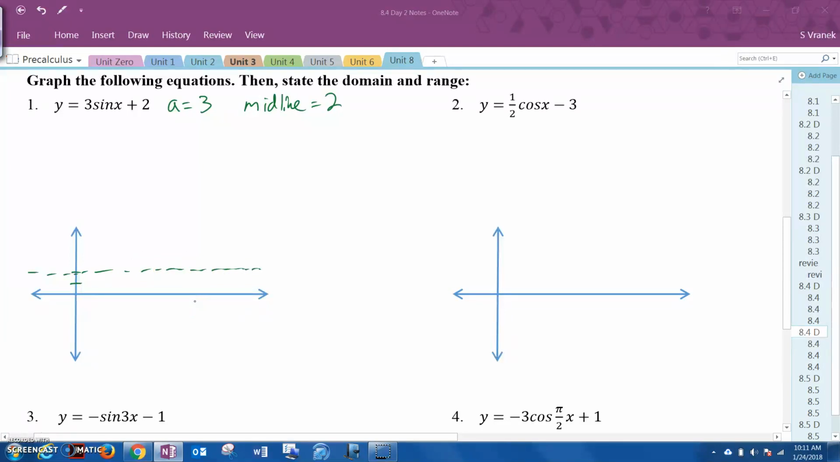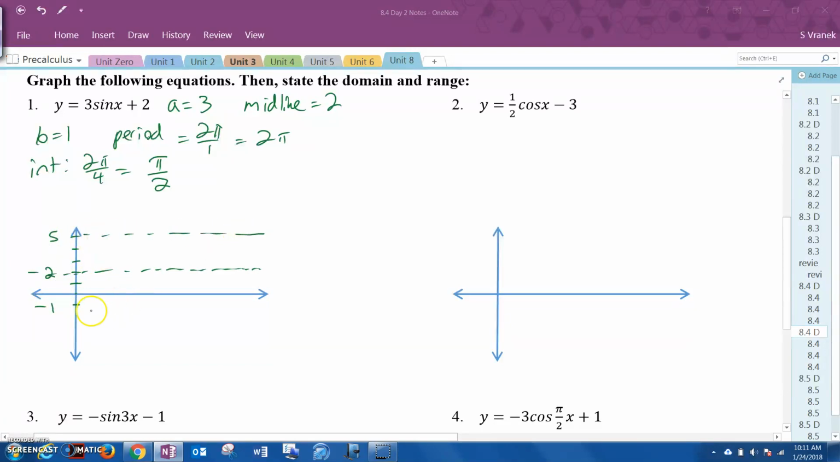So the B value is 1, which means that the period is equal to 2 pi over 1, or 2 pi. Okay, so our period's 2 pi. That means that it's ending at 2 pi. We know that the interval is the period, which is 2 pi, divided by 4. So each tick mark is going up by pi over 2. And then the amplitude is 3, which means that you go up 3 from the middle line. So if this is at 2, then we're at 5. And if you go down 3, you're at negative 1.